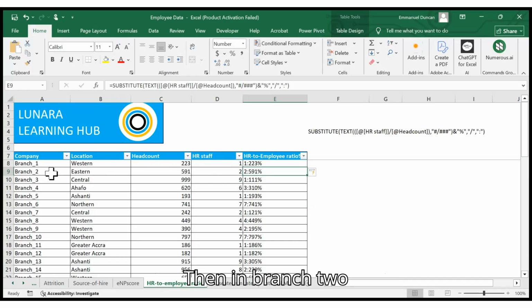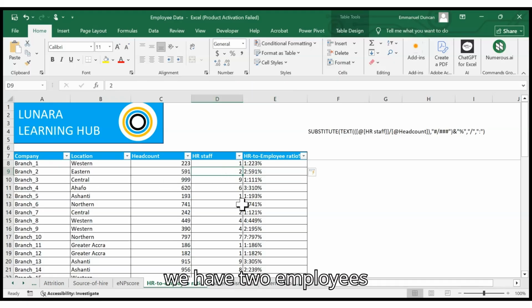Then in branch 2, we have 2 employees is to 591, meaning the number of employees at the HR department, which is 2, are supervising 591 employees. Then branch 3, we have 9 HR employees supervising 999 employees, which gives us 1 is to 111.